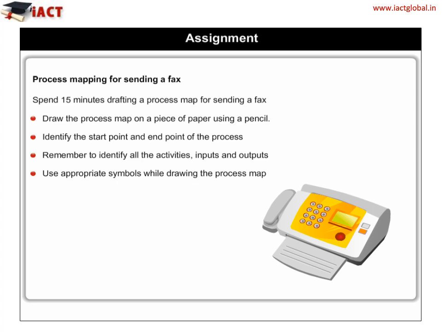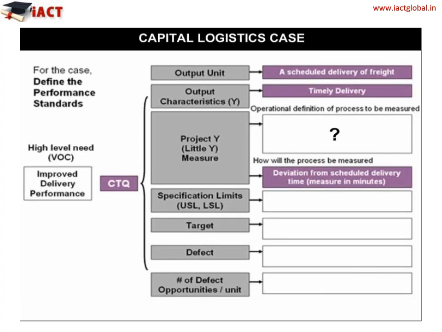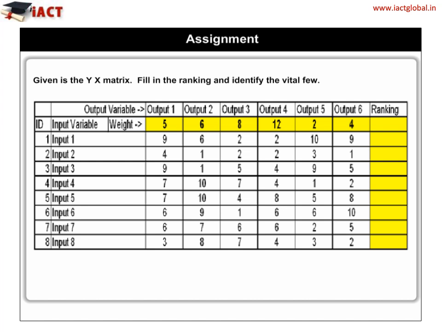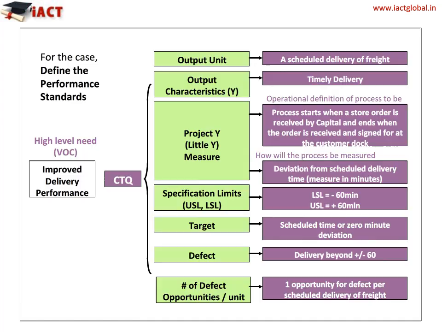Assignment 1. For the CAPS Logistics case, fill in the blanks for the high-level voice of customer, or VOC. Assignment 2. Spend 15 minutes drafting a process map for sending a fax. Draw the process map on a piece of paper using a pencil. Identify the start point and end point of the process. Remember to identify all the activities, inputs, and outputs. Use appropriate symbols while drawing the process map. Assignment 3. Given below is the YX matrix. Fill in the ranking and identify the vital few factors.